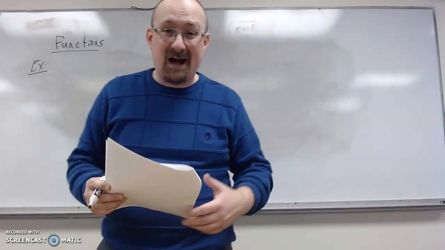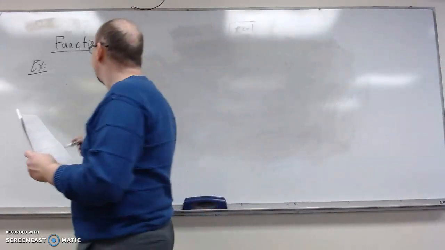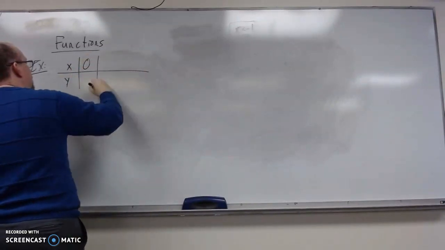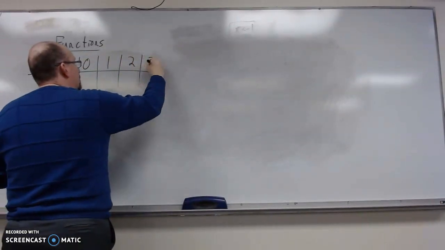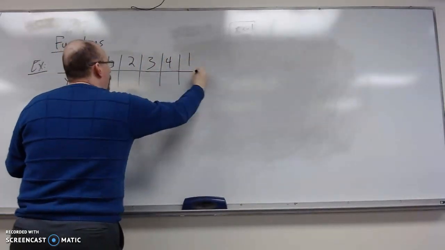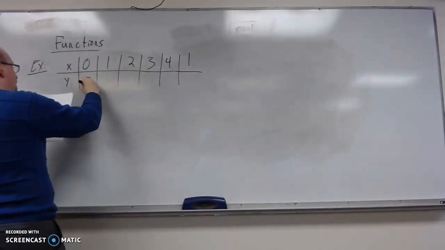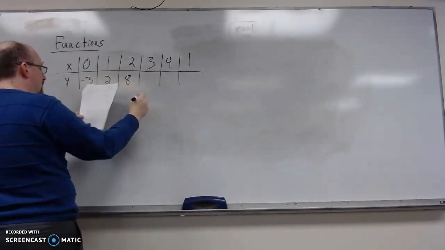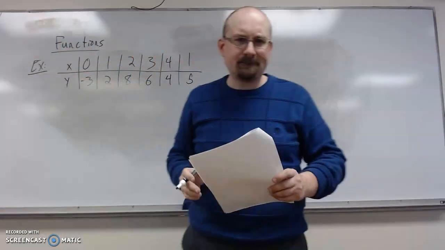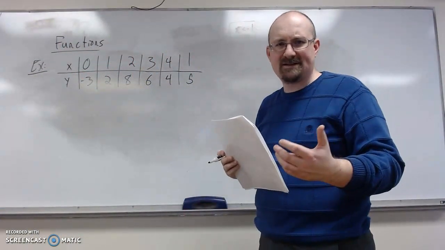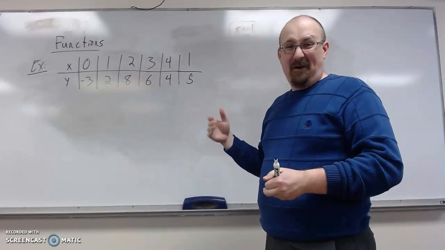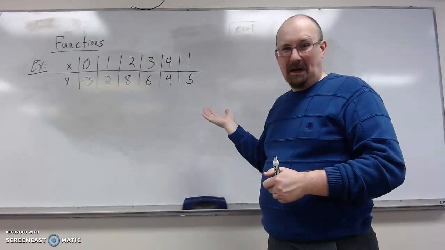So I'm going to write this first one out and then we'll take a look at it. We have 0, 1, 2, 3, and then 1 at the end, maybe 3, 2, 8, 6, 4, and 5. All right, so there's our table of x and y values. It says, is it a function? If it is, identify the domain and the range.